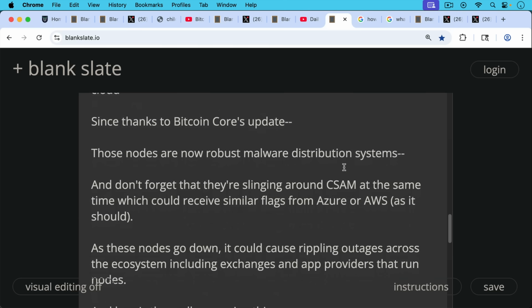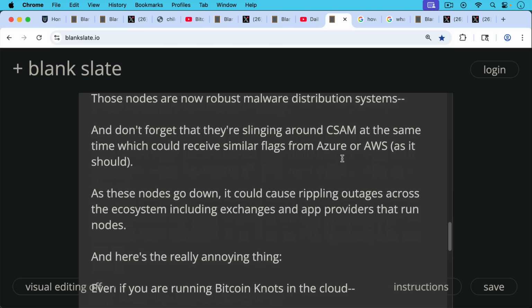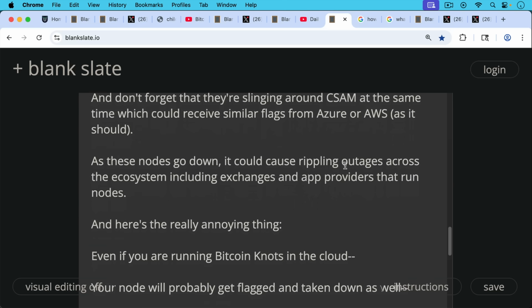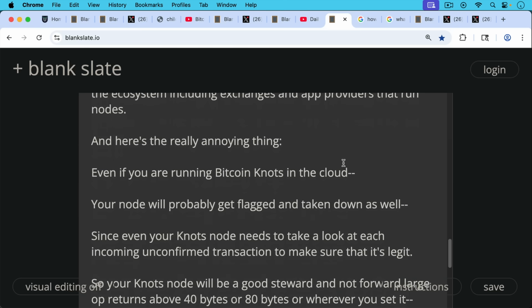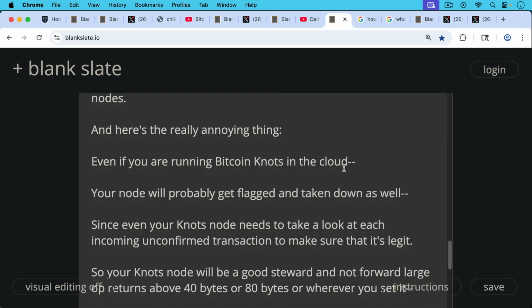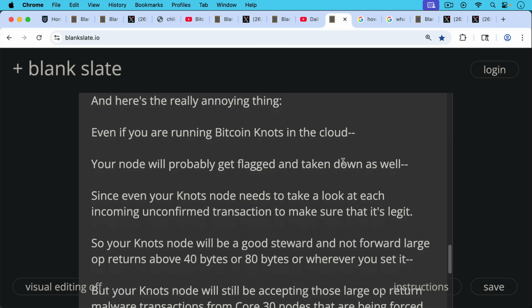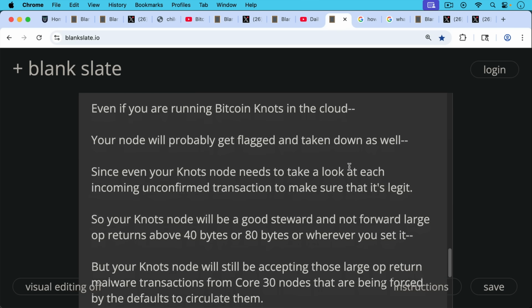Now, as these nodes go down, it could cause rippling outages across the ecosystem, including exchanges and app providers that run nodes in the cloud. And here's the really annoying thing. Even if you're running Bitcoin Knots nodes in the cloud when this happens, your node will probably get flagged and taken down as well, since even your Knots node needs to take a look at each incoming unconfirmed transaction to make sure that it's legit. So your Knots node will be a good steward and not forward large OP_RETURNs above 40 bytes or 80 bytes or wherever you set it.